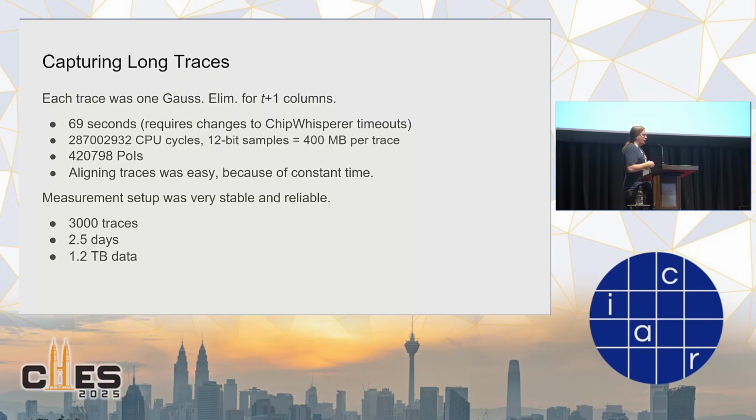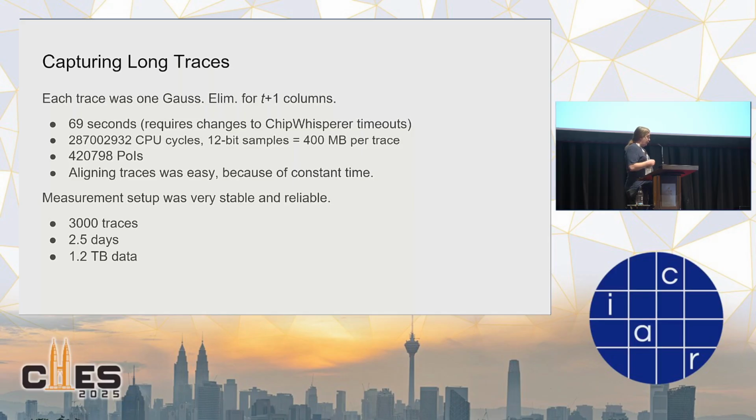And then the implementation, because it's constant time, also has a lot of points of interest. So we are looking for 420,000 points of interest in this trace. Aligning the traces was simple because of constant time coding techniques. And I'm glad to say that after some tuning of the timing modes, etc., we actually got very stable measurements, and I could capture 3,000 traces in 2.5 days, producing 1.2 terabytes of data.